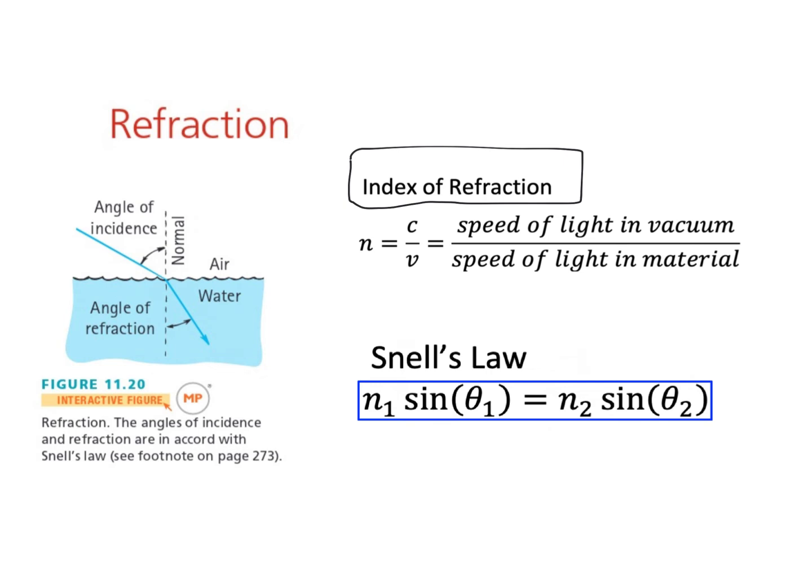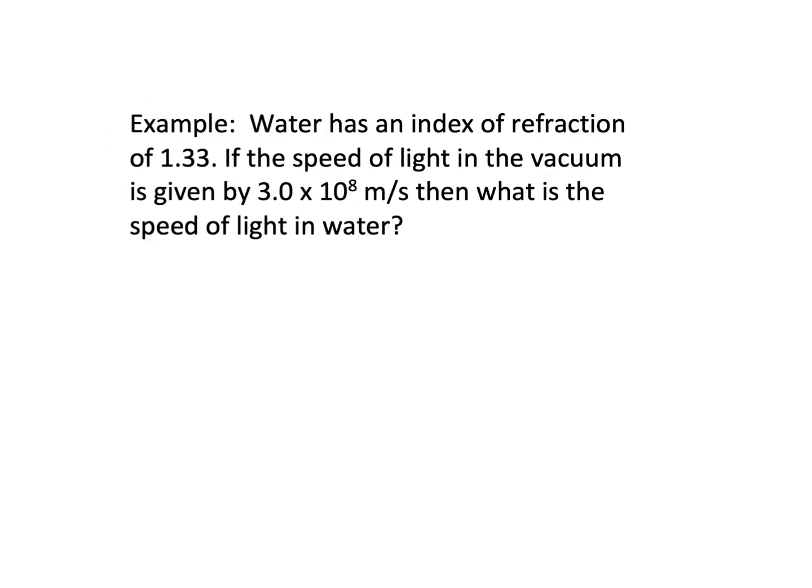And so I don't expect you to remember the formula for Snell's law, but it's nice for you to know that there is a mathematical relationship that will tell you how the angle changes as light goes from one material into another material. Let's look at an example. This example tells us that water has an index of refraction of 1.33. And if the speed of light in vacuum is given to be 3.0 times 10 to the 8 meters per second, then what is the speed of light in water?